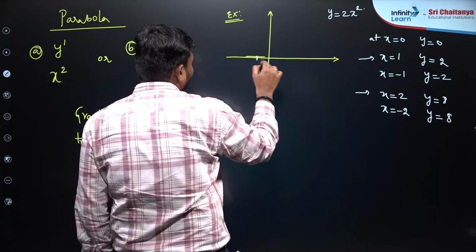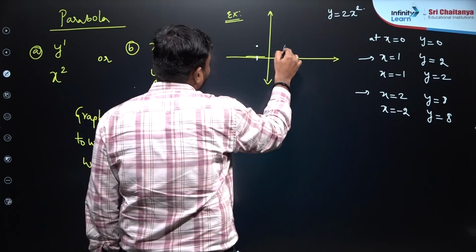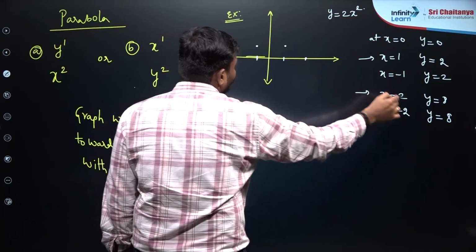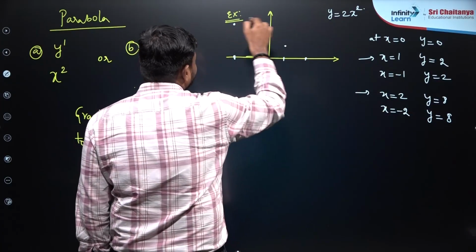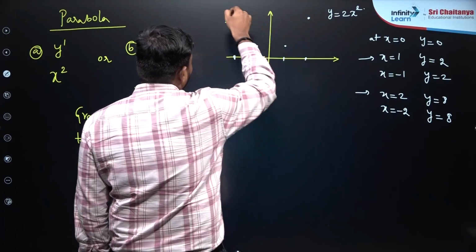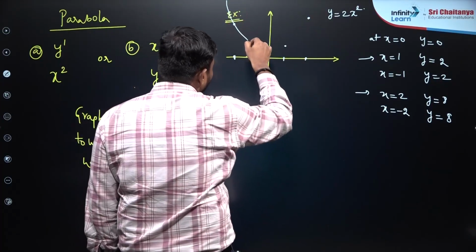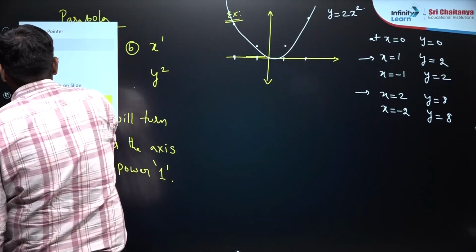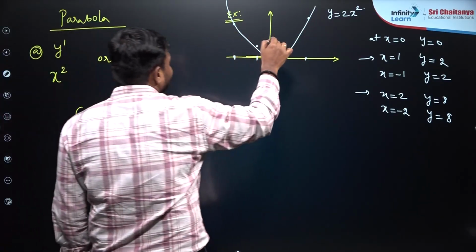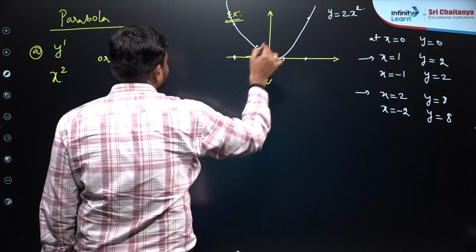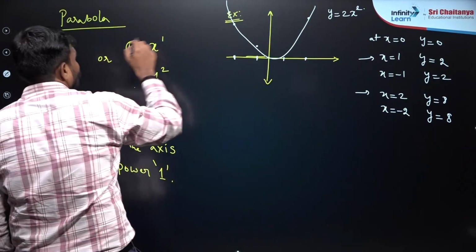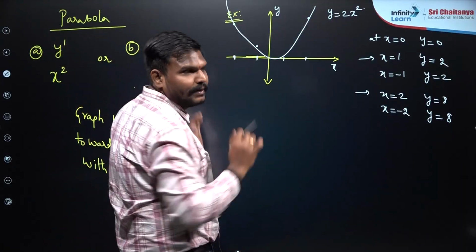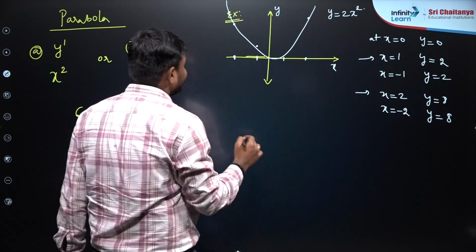So at plus 1 and minus 1 you are getting the same value, that is 2. And at plus 2 and minus 2 you are getting the same value, that is 8. So if you plot all the points, it will be something in this fashion, and the graph will be turning towards the positive y-axis, because whose power is 1, the graph will be turning that side. Is that clear? Another example I'll give you.